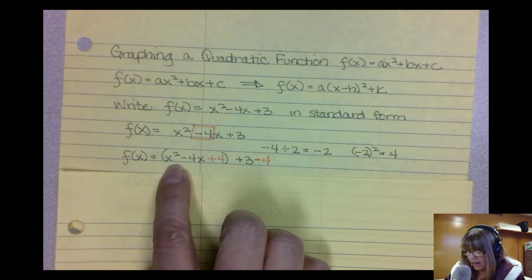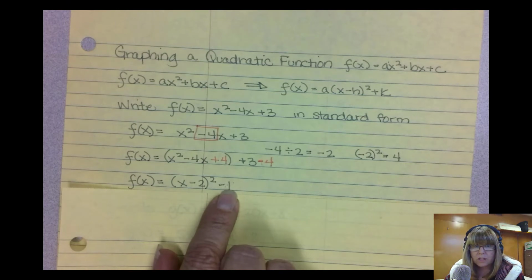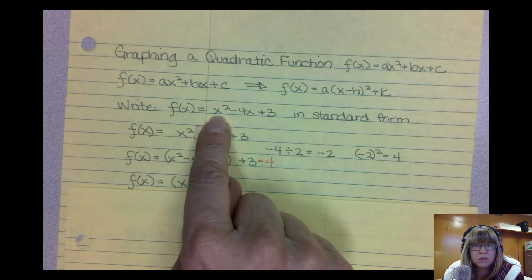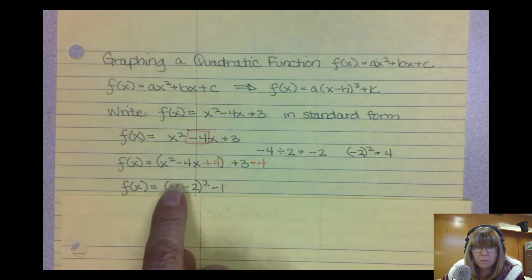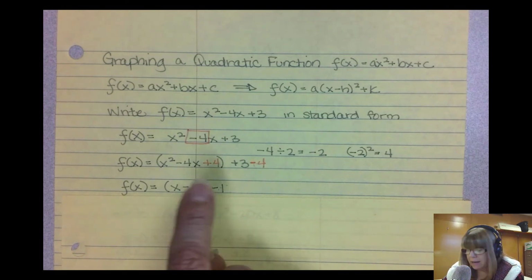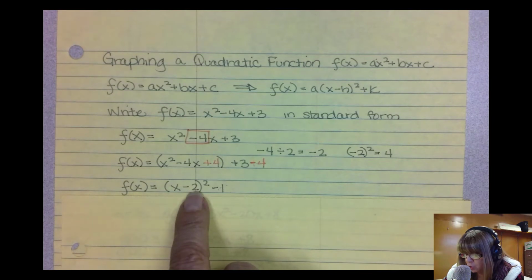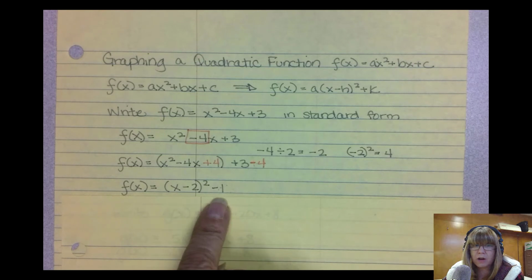Well, this factors into x minus 2 all squared plus 1. So here is our function f of x equals x squared plus 4x plus 3 in our vertex form, which is x minus 2 all squared minus 1. And from here, I can see my a value is 1, so this opens upward, and my vertex is (2, -1). So I can get a lot of information just from how this is written in this format.